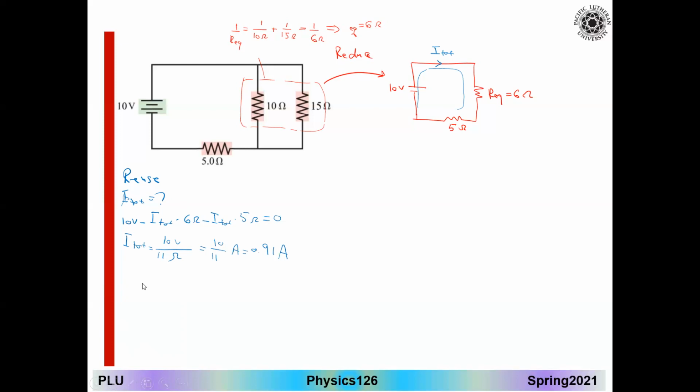Now we're going to move to the third step, which is recycle. I have to go in reverse. Recycle, so go in reverse. That means I go back to my original circuit. Let's assume this one is I15, going in this part, and here is I10.